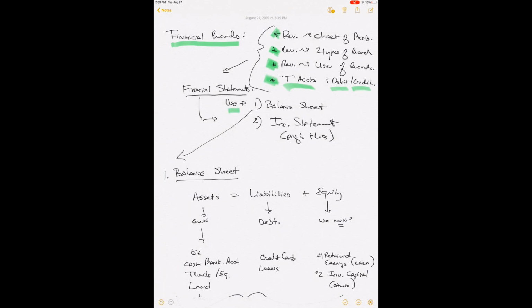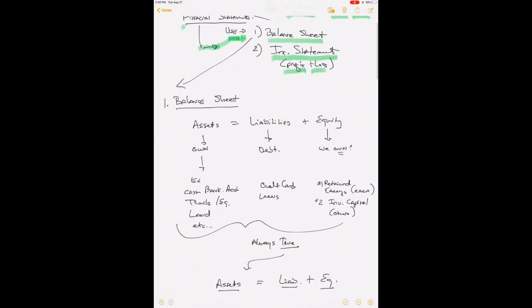The goal is that these records are used in financial statements. And the two that I'm going to talk about to get us started, the main ones, are a balance sheet and an income statement, which is sometimes called a profit and loss statement. All right, so that's what we did last week, and that connects us to this week. So let's start off with a balance sheet.